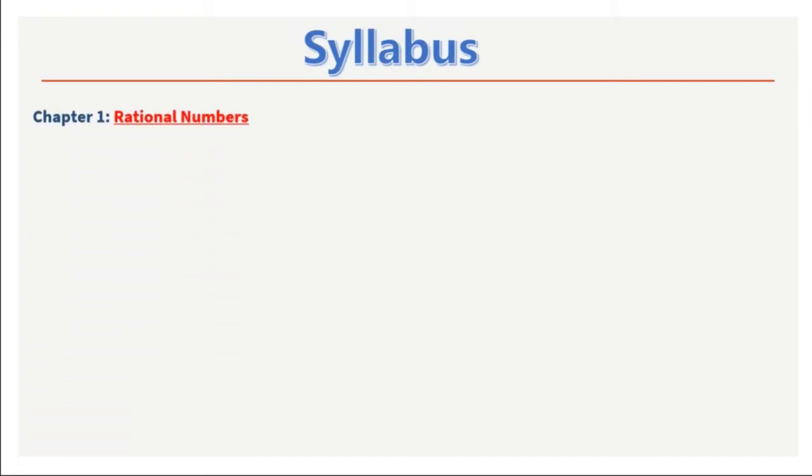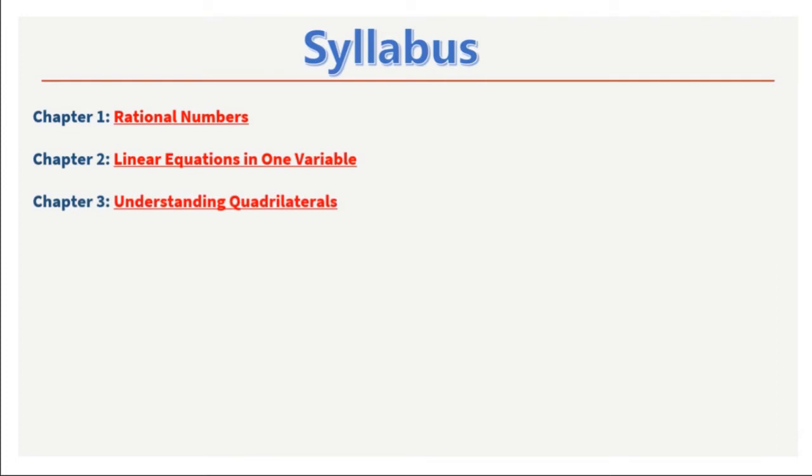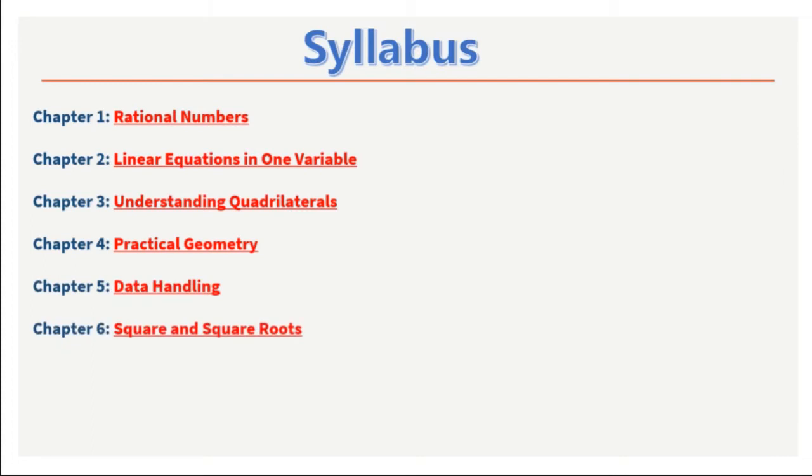Let us quickly go through what are the chapters which are there in class 8. Chapter 1 is rational numbers. Chapter 2 is linear equation in one variable. Chapter 3 is understanding quadrilaterals. Chapter 4 is practical geometry. Chapter 5 is data handling. Chapter 6 is square and square roots. Chapter 7 is cube and cube roots. Chapter 8 is comparing quantities. And these 8 chapters will be there in the half yearly examination or in the first term.